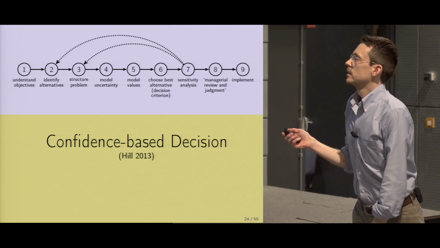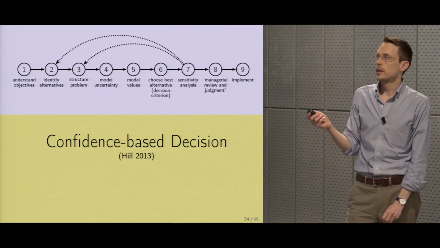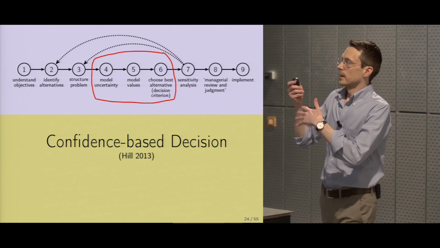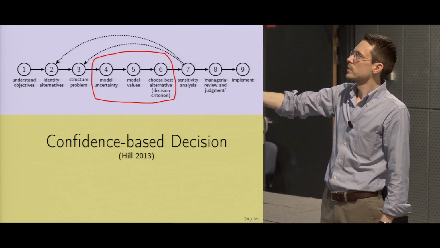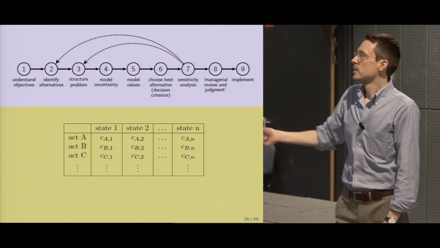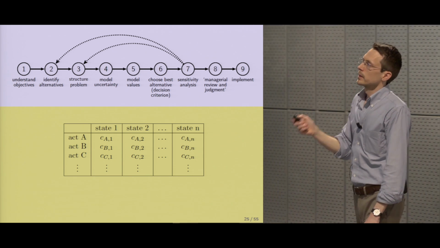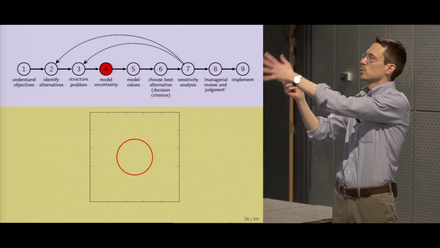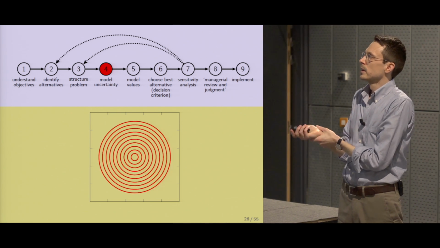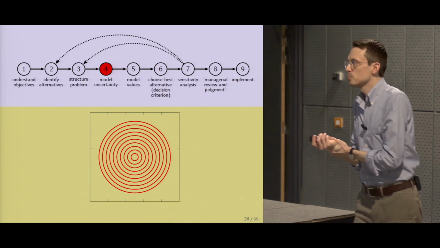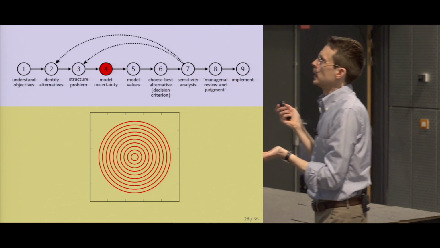Okay, confidence-based decision, which is what Brian presented yesterday. Again, as an example of the same sort of model, it's still only addressing these three. So it's assuming this state consequence matrix. As far as modeling uncertainty, whereas in the last example we had a single set of distributions, here you have a nested family of sets. Call this the confidence ranking.